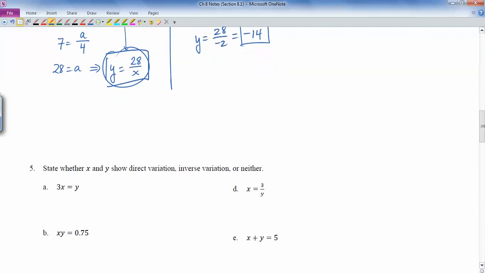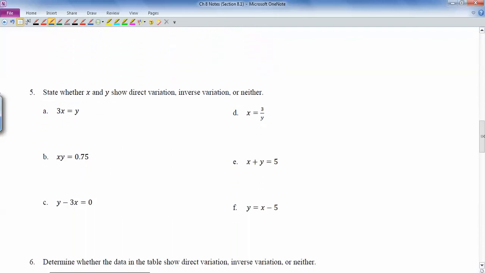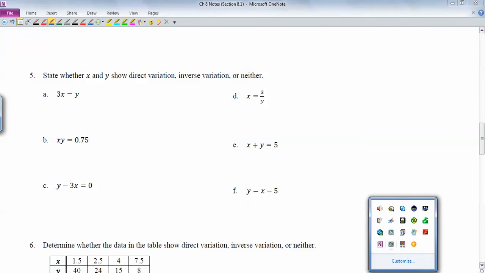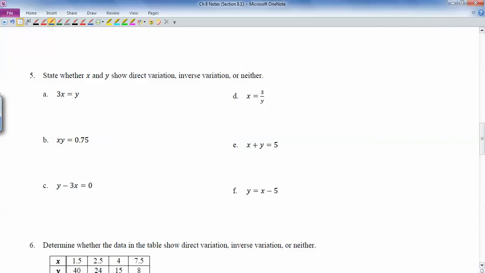And this one, the question is, are you looking at direct variation, inverse variation, or neither? Okay. All right. So 3x equals y. Well, that's in y equals ax form, right, where a is 3. So this one right here is direct variation.